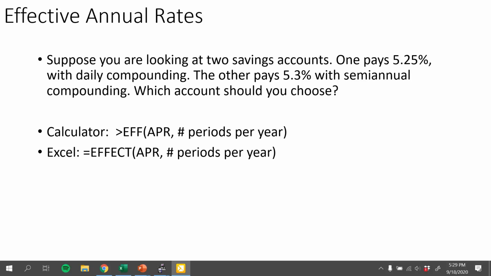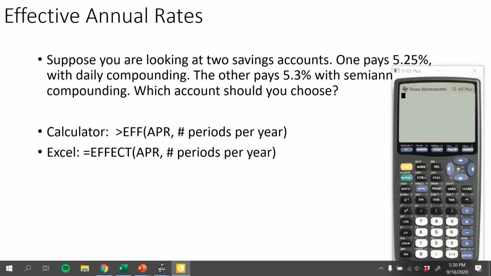So we should know that we can't directly compare these two rates because one of them has daily compounding and the other one has semi-annual compounding. So what we're effectively earning in these two accounts isn't comparable. The only way we can make them comparable is to compute an effective annual rate. So let's do that. Let's compute effective annual rates and make these two things comparable. So I'll do this first account using the calculator.